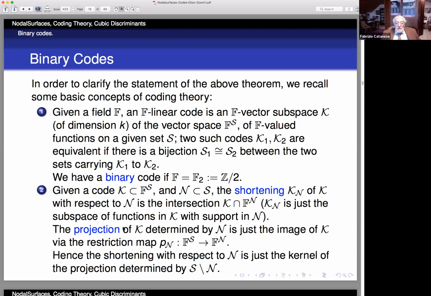The projection of a code determined by a subset N is just the image of K via the restriction map. You take the functions on S and you take the restriction to N. Therefore, the shortening with respect to N is just the kernel of the projection determined by the complementary set.